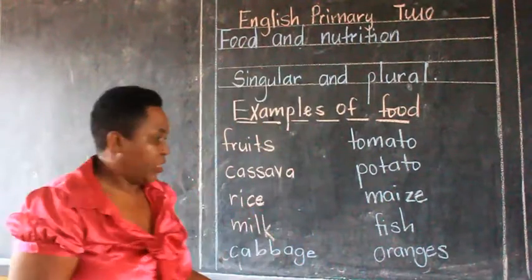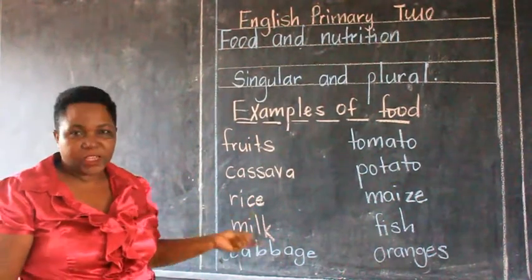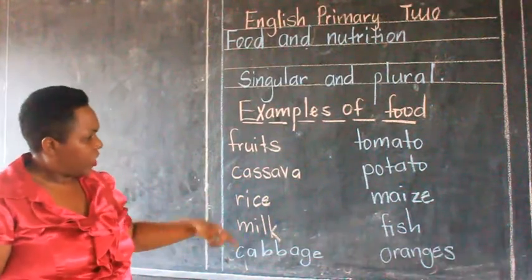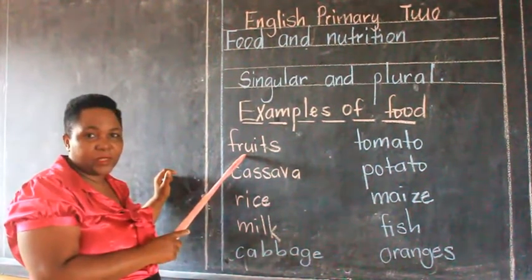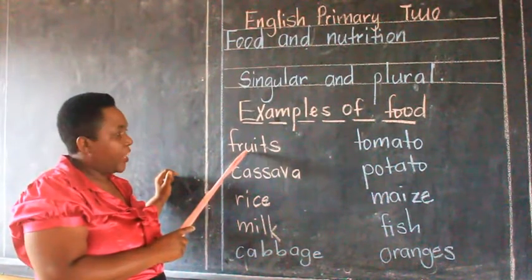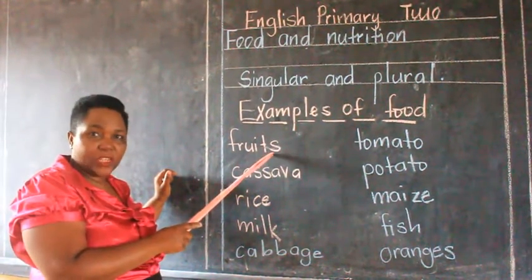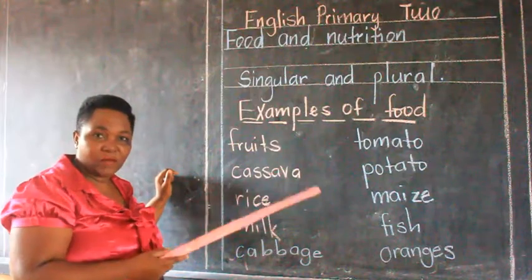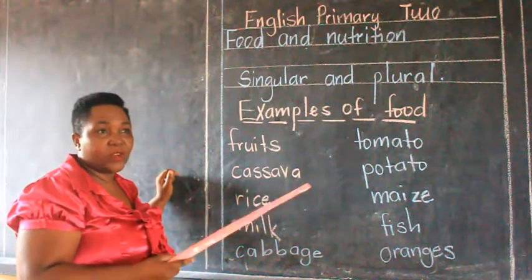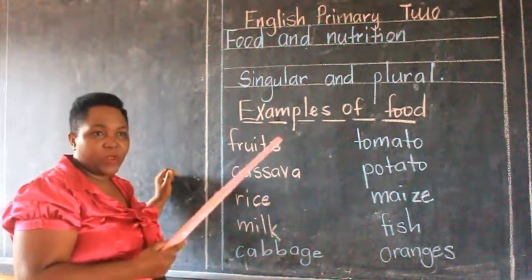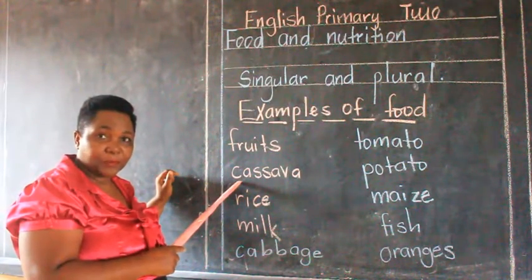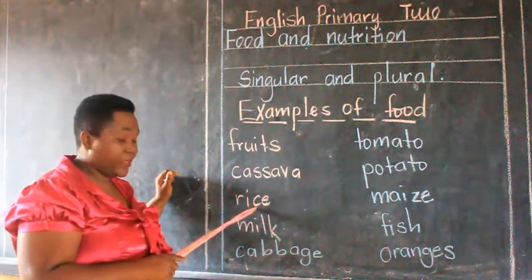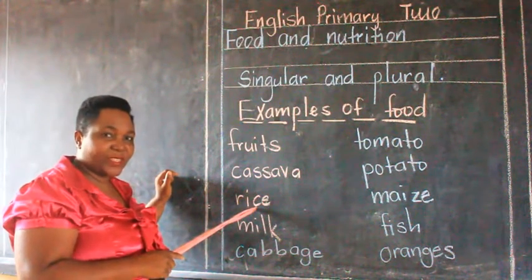So we might not be able to write all the foods that we have on the blackboard, but we have just had a few examples. Our first one is fruits. I know here we have different fruits that we enjoy. We have jackfruit, we have the watermelon, we have the oranges, we have the passion fruits, to mention but a few. We have this cassava, we have the rice, that most of you are busy enjoying.